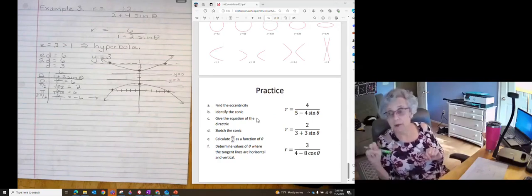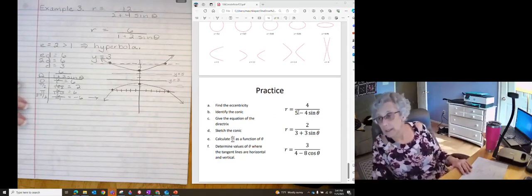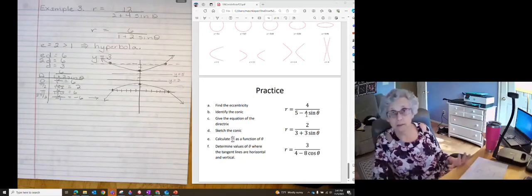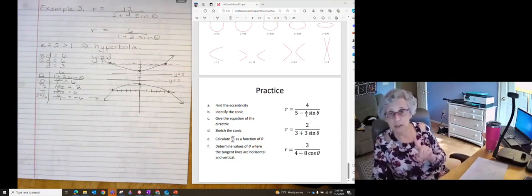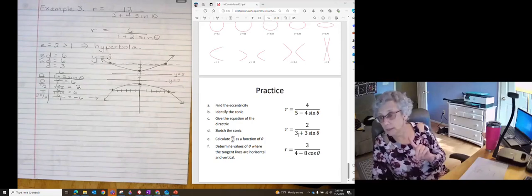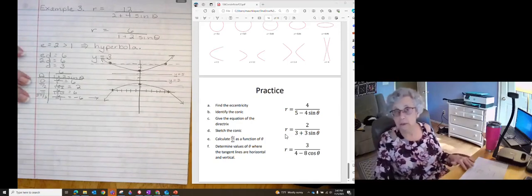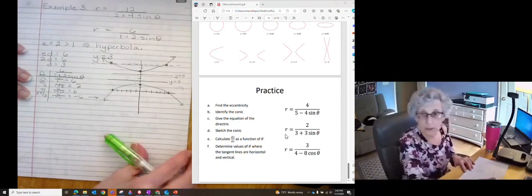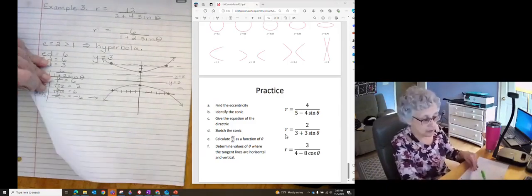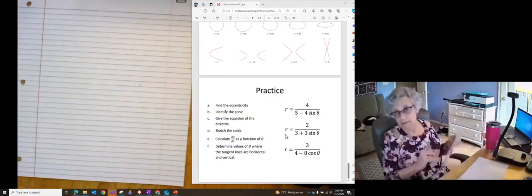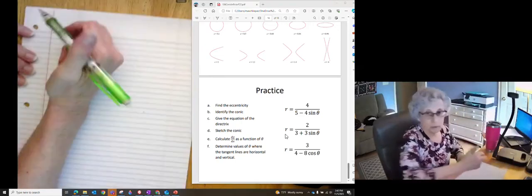We did not draw a parabola, so let's do the practice problem together that's going to give us a parabola. Now, if I look at the first one here, I have r is equal to 4 over 5 minus 4. I'll divide everybody by 5. Not a parabola because the eccentricity is not equal to 1. This one is going to give me an eccentricity equal to 1. So let's go through this one together, and then I'll leave the others for you to do on your own.